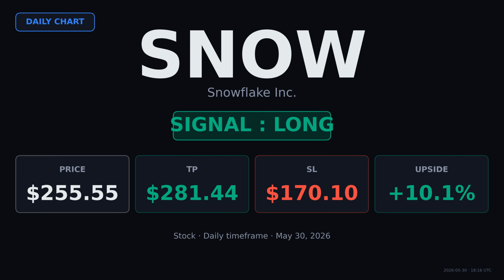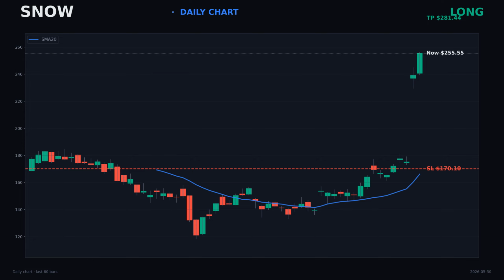For reference, price is $255.55. Modeled target is $281.44. That's plus 110.1%. Okay, let's look at the chart. We're on the daily time frame, last 60 bars. Price action is in an uptrend of strong strength. That's our primary directional bias right out of the gate.